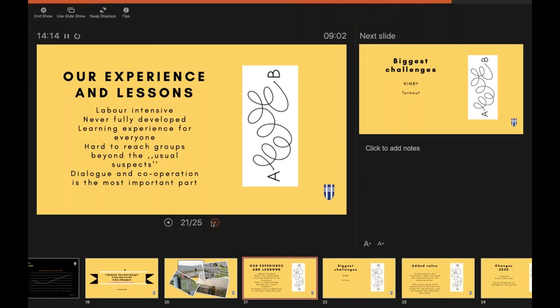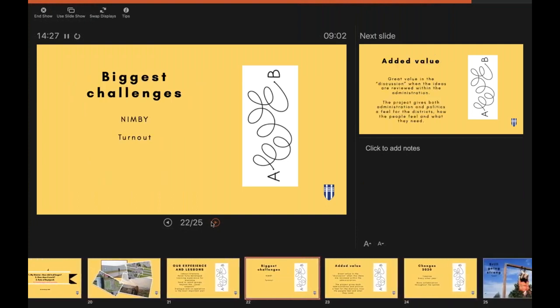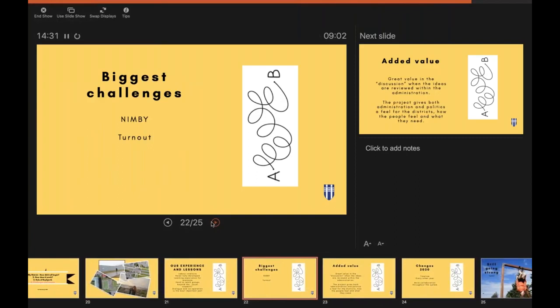The usual suspects are voting and participating. It's the age groups between 30 and 50, but the dialogue and the cooperation is the most important part. The biggest challenge is, as I told you before, that we have the not in my backyard syndrome here, as in many other cases. When we start executing the projects, the neighbors aren't always happy with what is supposed to happen in their neighborhood, and it sometimes becomes a problem. So what we're doing now is trying to collaborate more and avoid these conflicts. And then the turnout, as I told you, we are always looking to increase the turnout, and I saw some good ideas from Liv, so maybe we can learn from you guys.